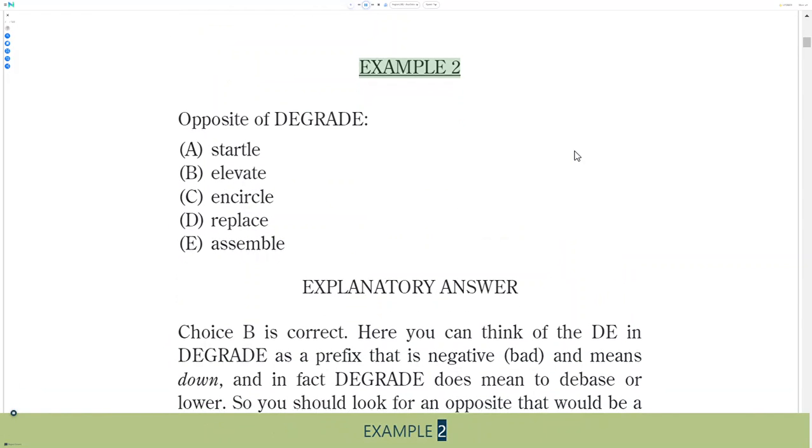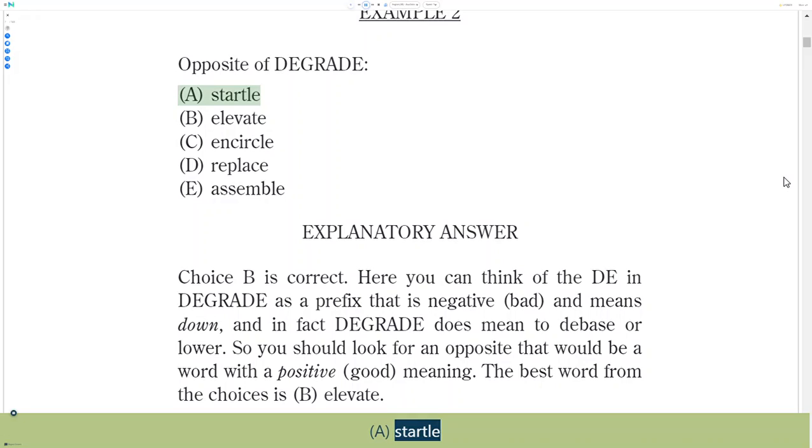Example 2. Opposite of degrade. A. Startle. B. Elevate. C. Encircle. D. Replace. E. Assemble.